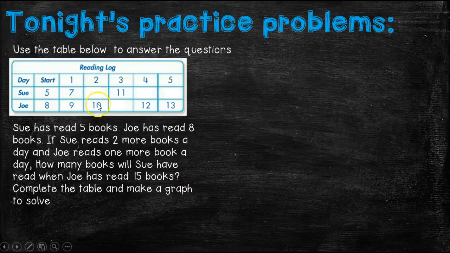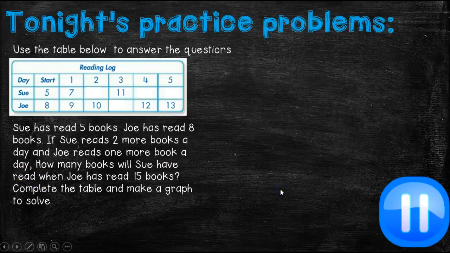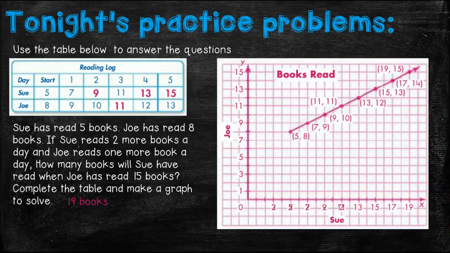So go ahead and make sure that you have filled in the boxes for the pattern up here first. Then I want you to draw a graph over here, make sure that you have everything labeled correctly, and then you're going to answer the question, which is, how many books will Sue have read when Joe has read 15 books? Go ahead and pause the video and work on that now. Coming back in 5, 4, 3, 2, 1.